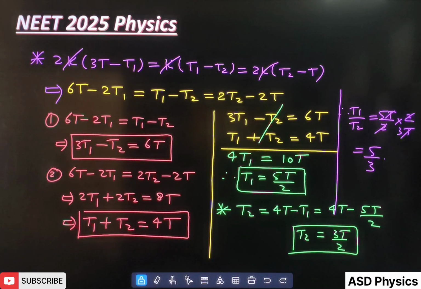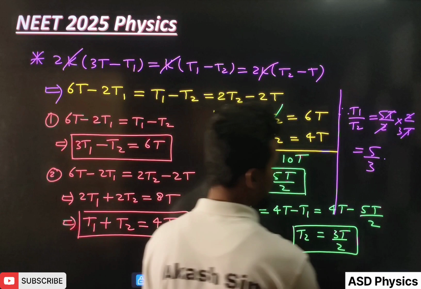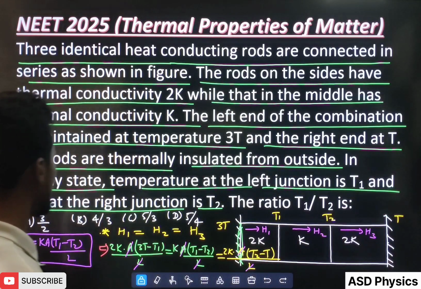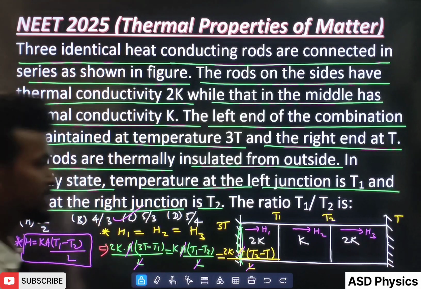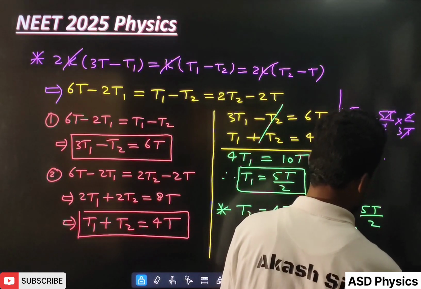Okay, so just some calculation part is there. So 5 by 3, where is the answer? Can you see, students? 5 by 3, 5 by 3, the correct option is here. Option C is the answer. Is it? Great, great, great. See how beautifully we are solving that.